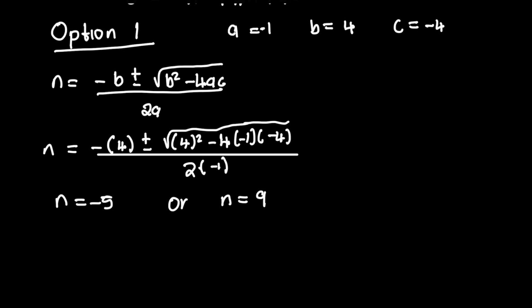So because we're looking for position and we can't have a negative position, the first answer is incorrect because we cannot accept it since it is negative, which means that our n equals 9 in this case.